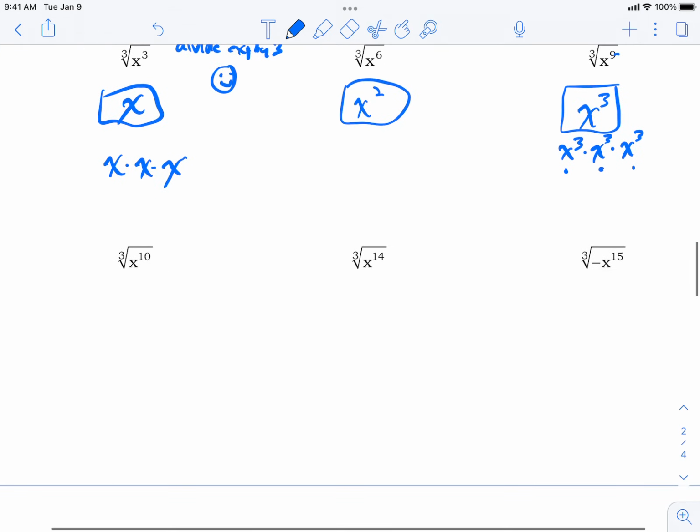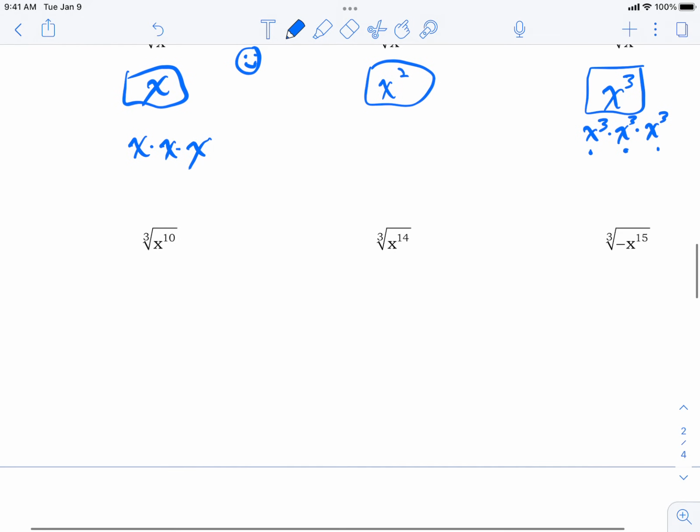X to the 10th. Uh-oh. Here's the problem. 10 doesn't divide by 3 very nicely. It comes out to what? 3 1/3. Okay, it doesn't come out really nice. But the 3 is telling you something, or not that 3, this 3. This 3 is telling you something. It's telling you I will be able to get at least 3 sets.